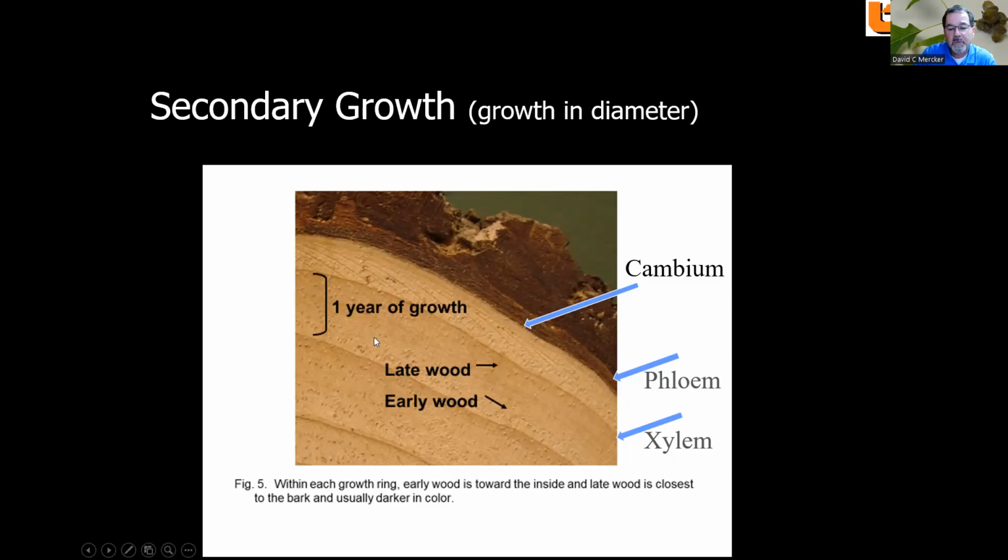Now, each year as wood is produced, it will produce early wood first, followed by late wood. Early wood is in the spring of the year, essentially. Typically, the pores will be larger and really carrying the water up so that the leaves can flush and begin what they need to do. And then later in the growing season, this growth begins to slow down. Typically, you'll see a darker ring form in the late wood.